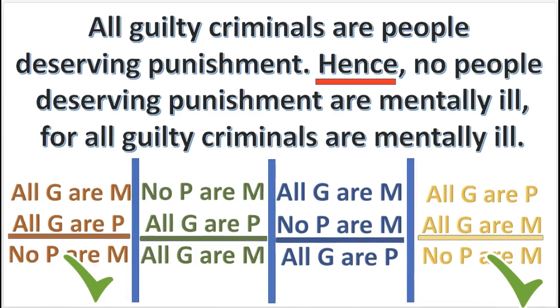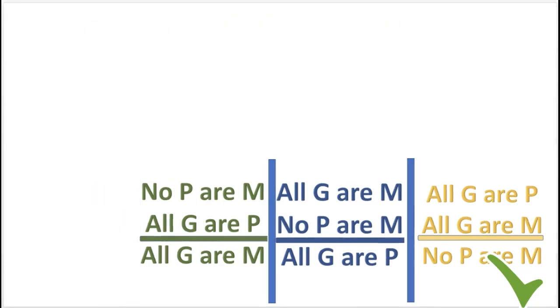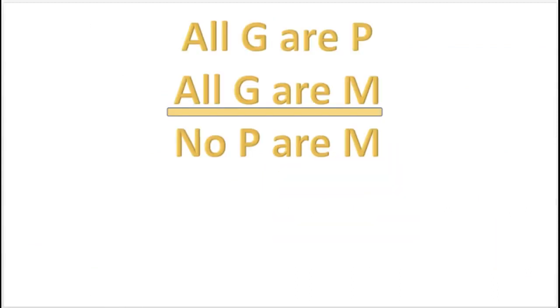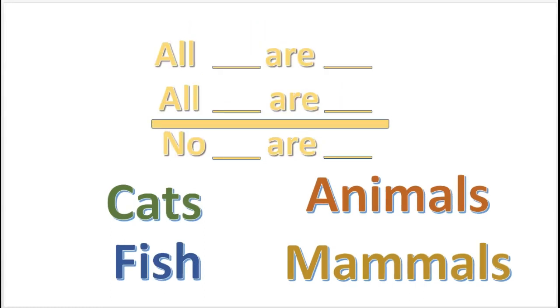Notice the word hence is a conclusion indicator, and it'll let you know what follows is the conclusion. Now that you have the correct argument form, you take that argument form and you provide a substitution instance by changing the letters with these terms. Now press pause because I'm going to give you the answer in 3, 2, 1.